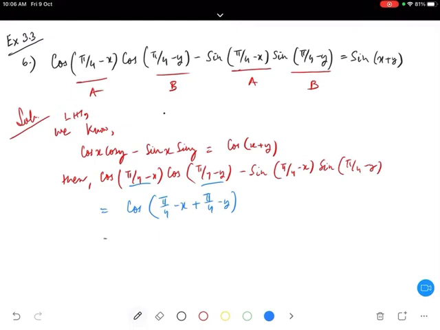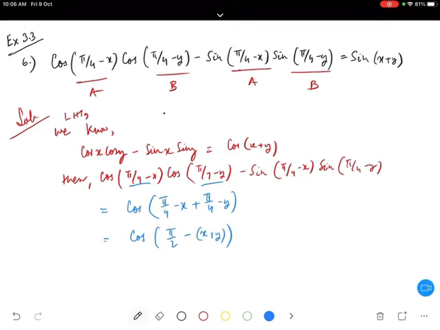Now what do we see in here? Pi by 4 plus pi by 4. Pi by 4 is 45 degrees. So 45 plus 45 is what? 90. So I can write cos of pi by 2. Now both of them have minus. X and y both are minus. So I can take minus common. So I get this thing. Yes or no?